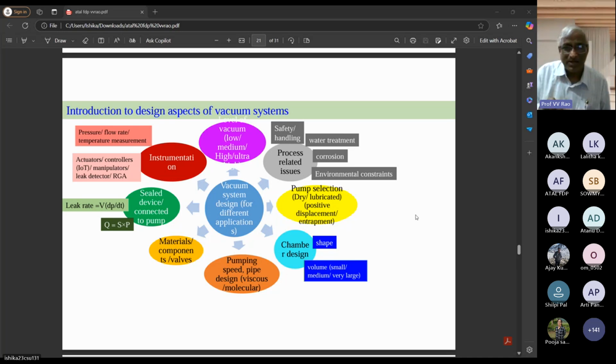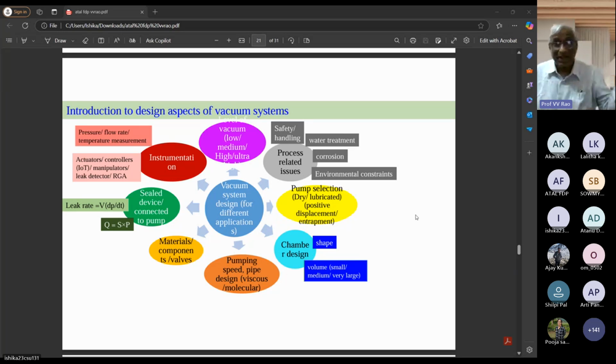Pump selection is important. Now you come to the circles one by one. The yellow circle says pump selection. Since you are doing ultra high vacuum, it should be dry, because if the pump itself has lubrication... every mechanical pump must be lubricated, otherwise there will be wear and tear. You purchase 10 crore rupee pumps and after 4 or 5 months they are gone. You cannot do that. So they are lubricated, but that lubrication oil will evaporate.